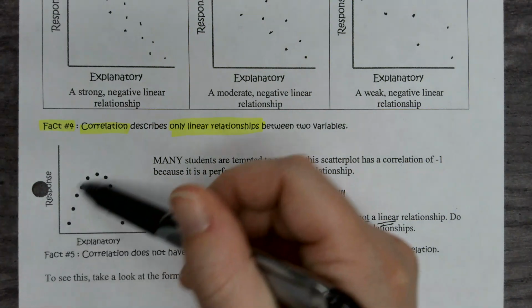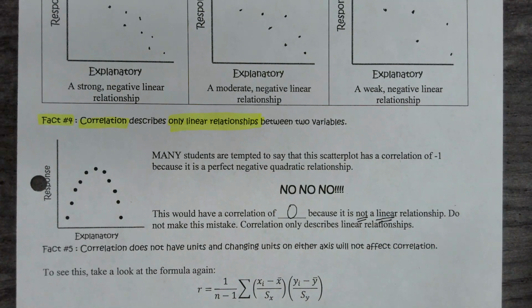Just because it looks like it forms some type of function doesn't necessarily mean that you're going to have a high correlation. We have a correlation of 0. Don't make this mistake. Make sure that your correlation only goes with linear relationships, not any other type of relationships.